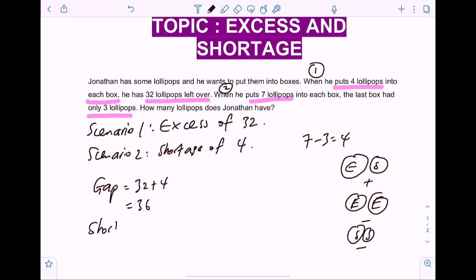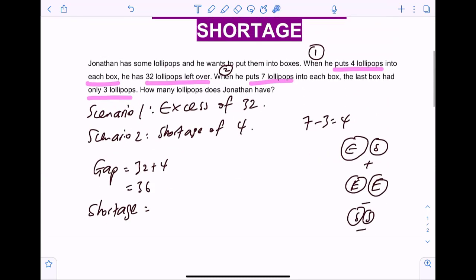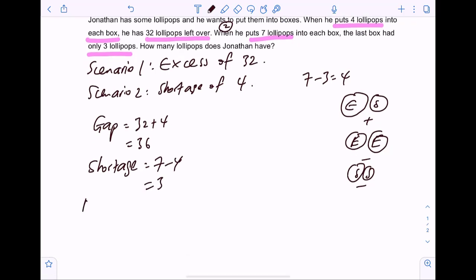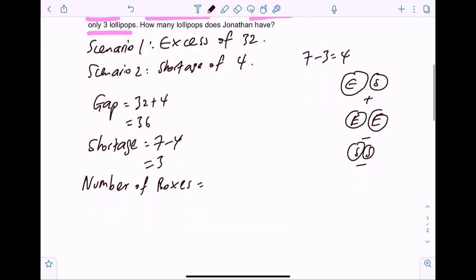Next step, we find the difference. Difference is always a subtraction, but subtraction between the 2 scenarios. So 7 minus 4, which is 3, and we can find the number of boxes, which will always be the gap divided by the difference. So 36 divided by 3, which will be 12 boxes.